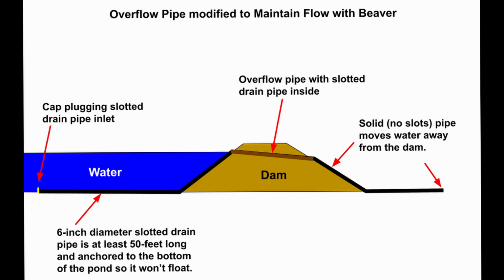The inlet to the slotted drain pipe is placed on the bottom of the pond at least 50 feet from the inside toe of the dam. The slotted pipe is anchored to the bottom of the pond so it does not float. The drain pipe inlet is blocked with a cap to keep beaver from plugging it. I recommend using the largest diameter slotted drain pipe you can find that will fit through the existing drain pipe, and this is normally 6 inches in diameter. The slotted drain pipes are generally sold in 100-foot-long rolls.